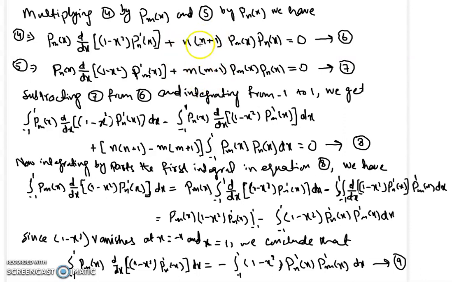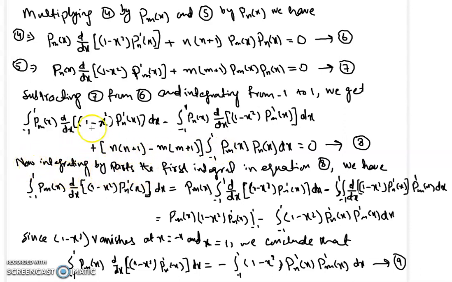from equation 6, so we get n(n+1) minus m(m+1) times this integral of the two terms we have taken common over here, the integral from -1 to 1 of Pm(x) Pn(x). We have taken this common, and now we will simplify this equation 8.